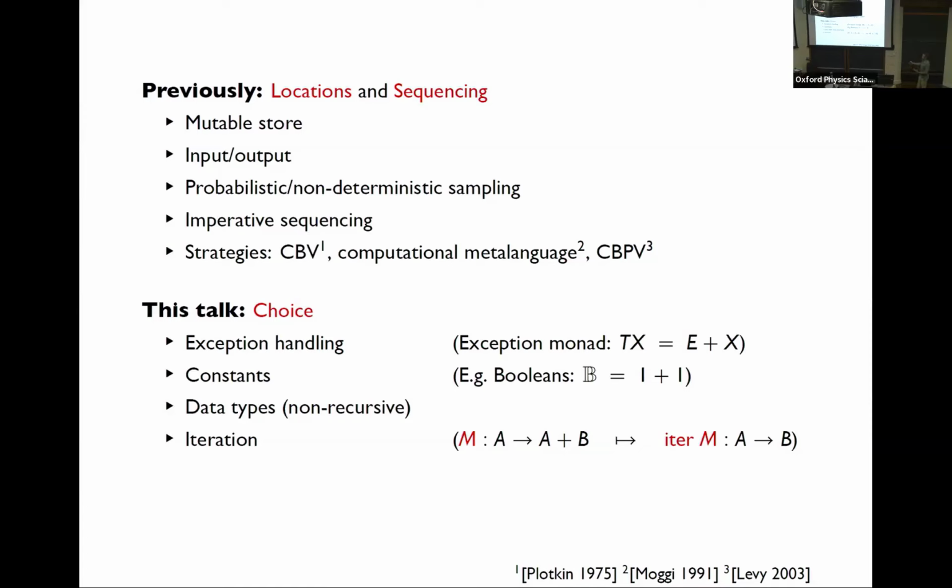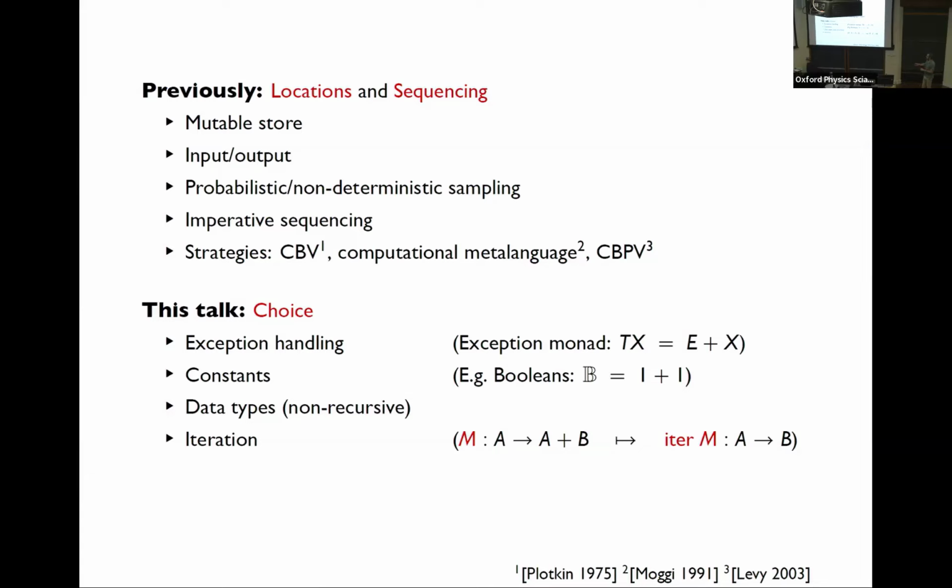Constants are generally modeled as sums of unit values, and these expand to data types, but I'm not adding recursive types. Recursion is a different thing, so we're sticking with just plain data types. And basically that is very similar to just constants.